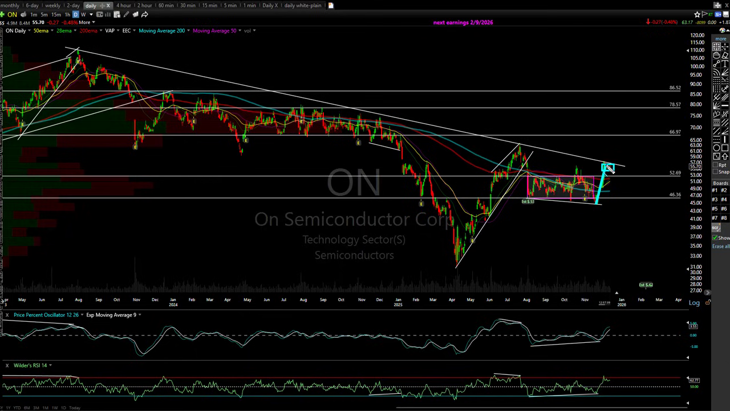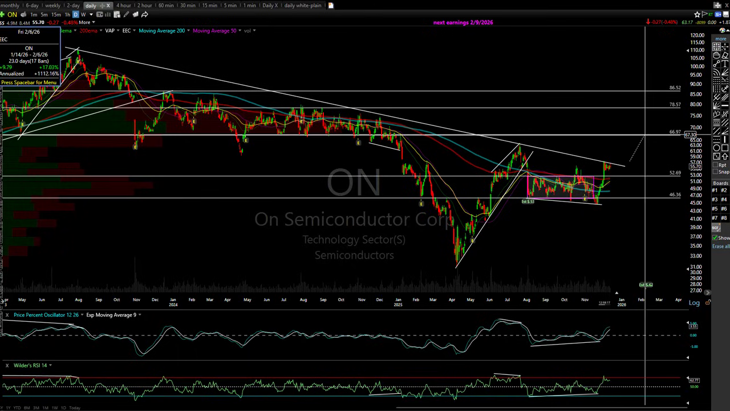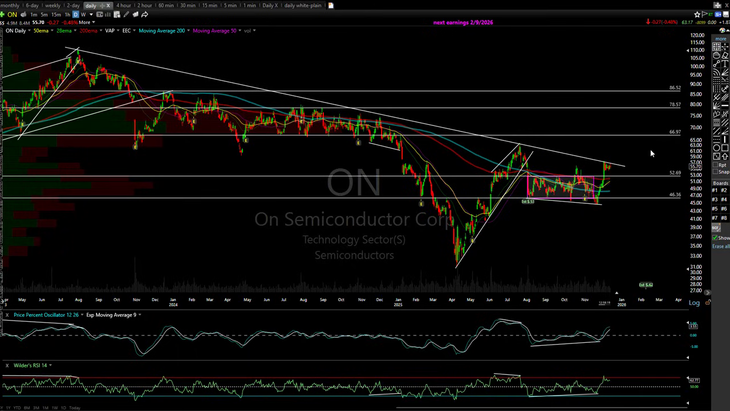Bull flag: you take that flagpole, the flag, you take the flagpole and add it to the lowest part of the flag before it breaks out. It's going to bring you right up here to my next target, about $67. That's going to be a 17% rally or profit.